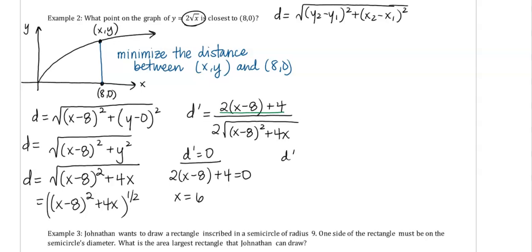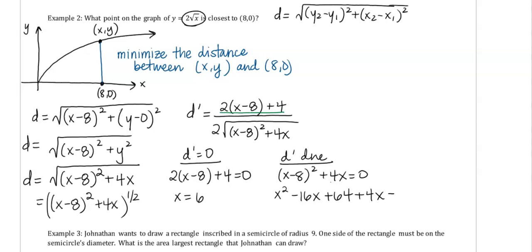We also need to find where the derivative does not exist. That will happen where the denominator is equal to 0. This 8 minus x squared plus 4x being equal to 0. This is a quadratic expression. This is x squared minus 16x plus 64 plus 4x equals 0. I'll go ahead and combine like terms here. So this is really x squared minus 12x plus 64 equals 0.